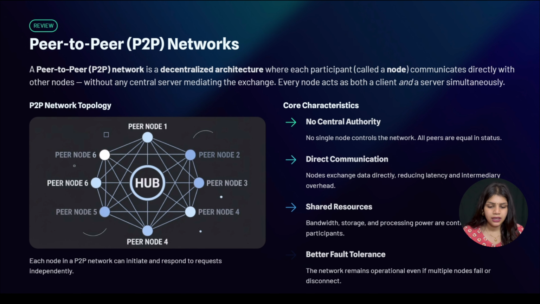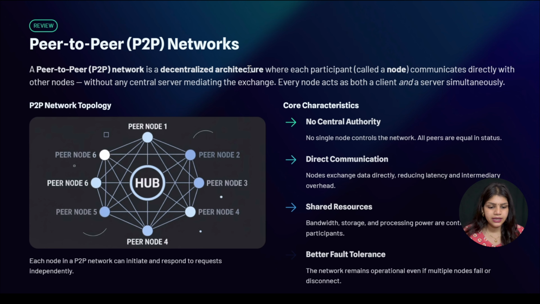Next is the peer-to-peer network. A peer-to-peer network is a decentralized architecture. That means all the participants can communicate directly with other nodes, like one node can directly communicate with another node without any intermediary, like any server in the middle. Here also you can see all the nodes are directly connected to other nodes, and everything is exchanged without any central server.